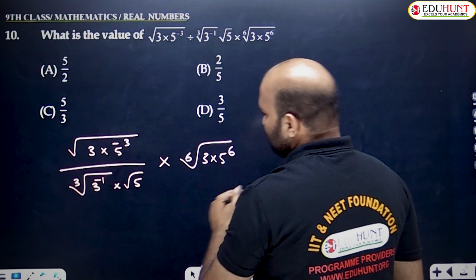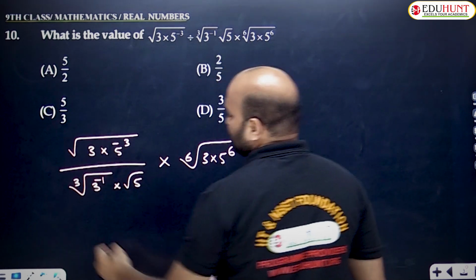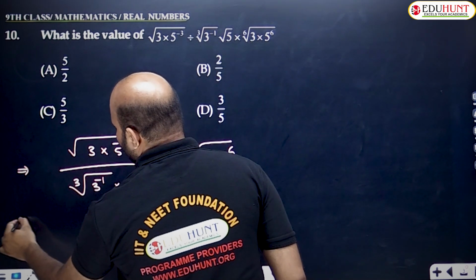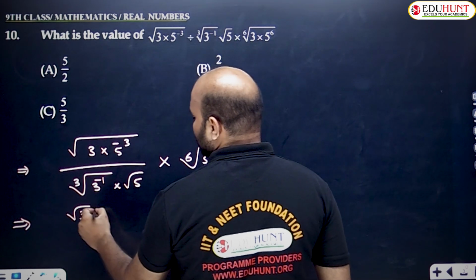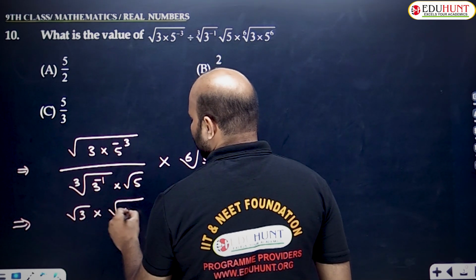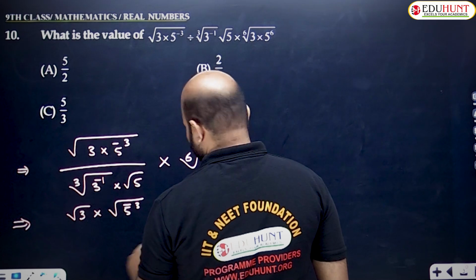Am I clear? Square root of a into b can be written as square root of a into square root of b. Just like that, it can be written as root 3 into root 5 power minus 3. Am I clear?